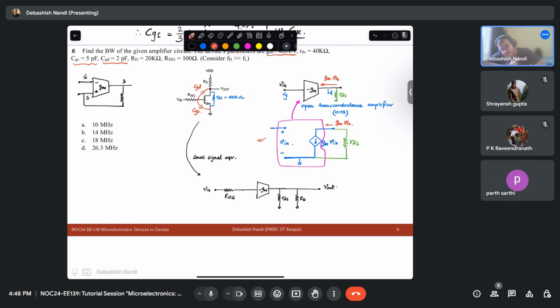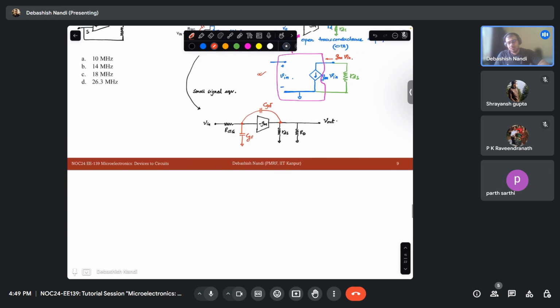Now I need to have my capacitances, right? So one capacitance which I should have between these two, the CGS. So I will simply put my CGS here. And what about CGD? CGD will be between these two points. Yes, sir. Okay.